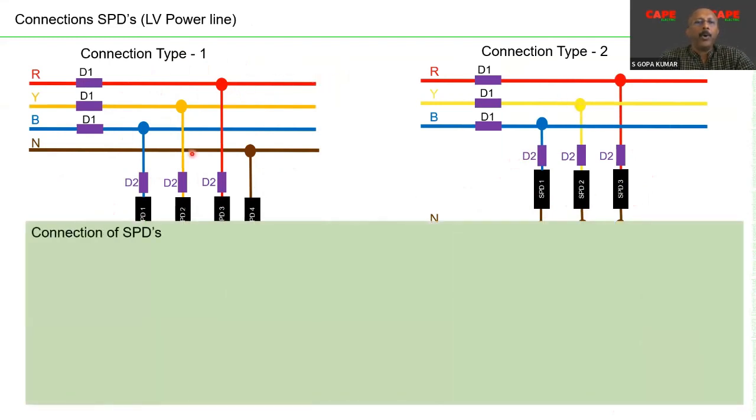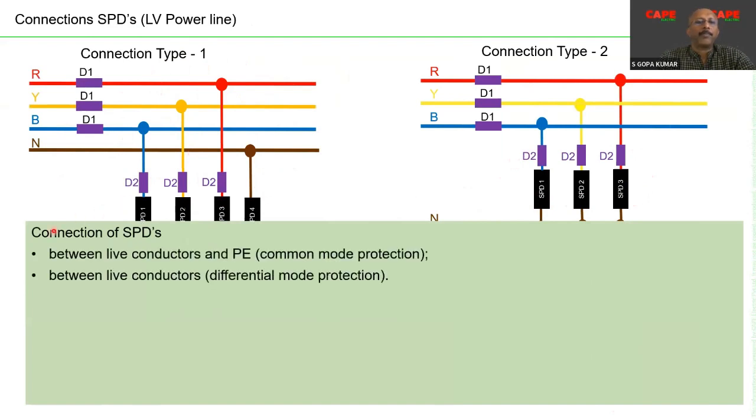The condition you always try to meet is protection between live conductors and PE, that is, connection type 1. This is called common mode protection, because lightning is trying to raise the voltage of the earth with respect to the live conductors. It's a common mode phenomenon. If you connect SPDs between live conductors, like R to Y, Y to B, R to neutral, neutral to B and so on, this is called differential mode protection.